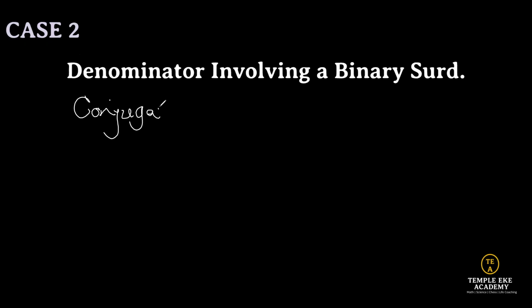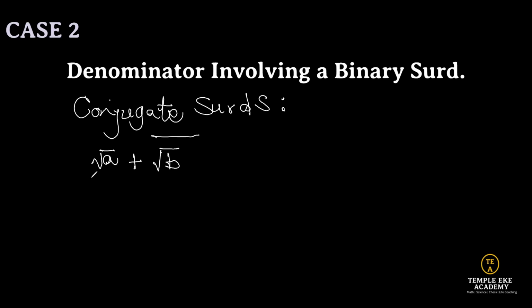Conjugate surds are associated with binary surds, of course. So you have to have 2 parts in the surd. If you have a surd, the square root of A, let me say plus the square root of B, this is a binary surd. It has 2 parts. The first one on the left-hand side, the second one on the right-hand side, separated by the sign in between them.